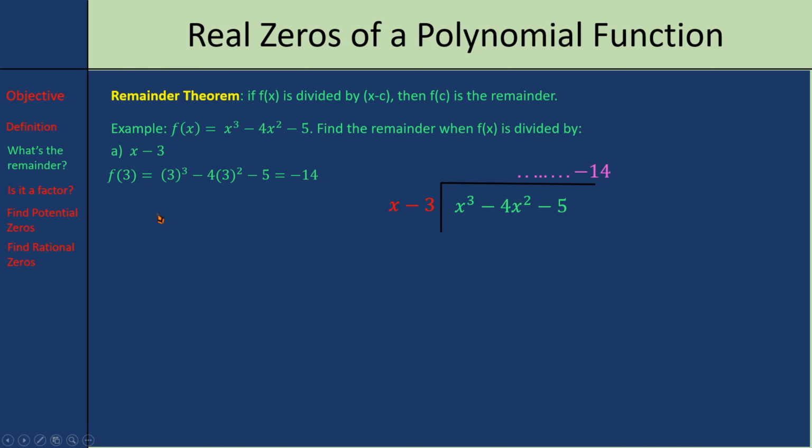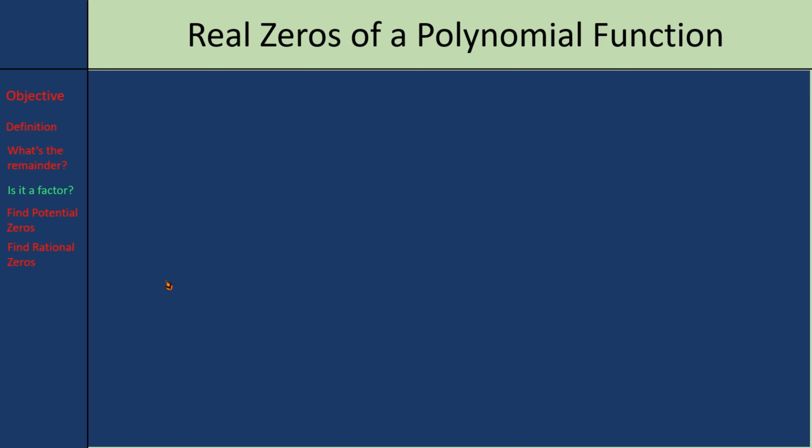Okay, here's an example for you to try, right? Try to see what the remainder is when you divide it by x plus 2. What you would do is find f of negative 2. Okay, now let's see what they give you. How do you know if it's a factor?